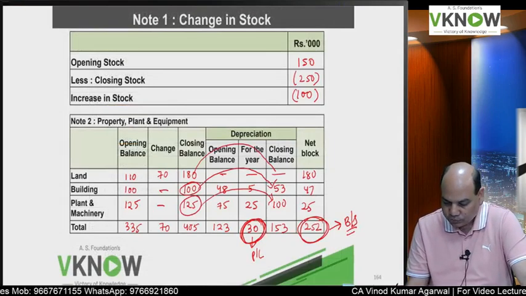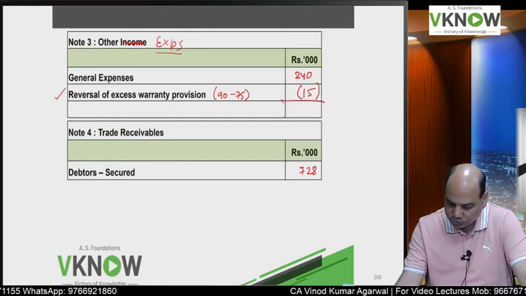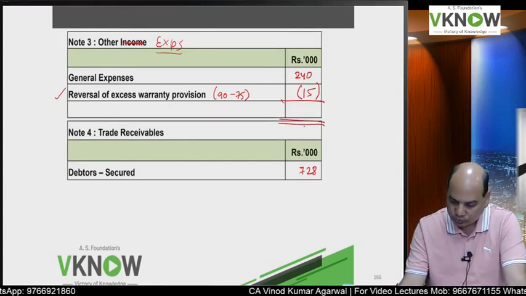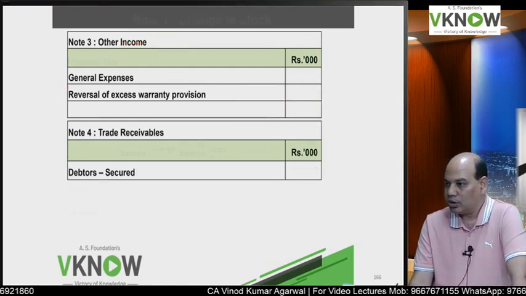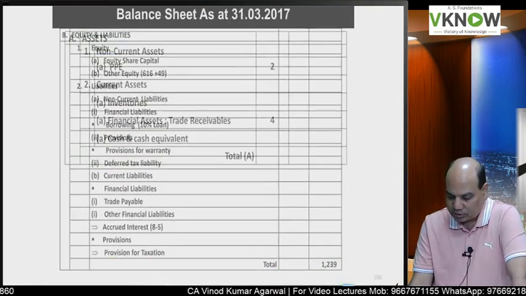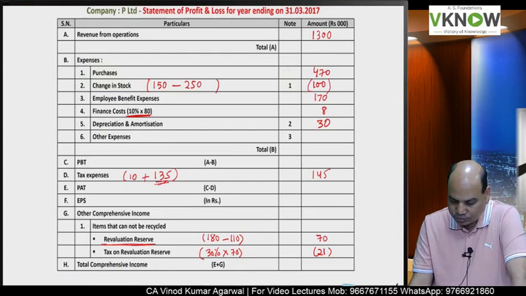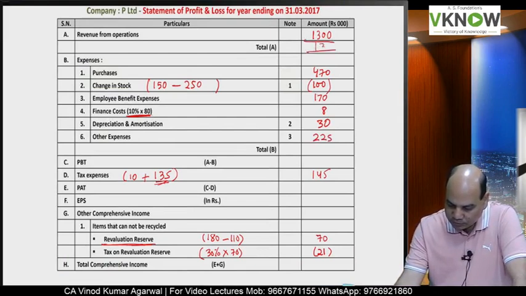But what you do, first to come to the notes. 1, 2 we have closed, 4 we have closed, only 3 pending. So how much is 3? 225. 1 is negative figure. 225 other expense in P&L account. Go to P&L account, 0.6 other expense, 225. Total of income side 1300.